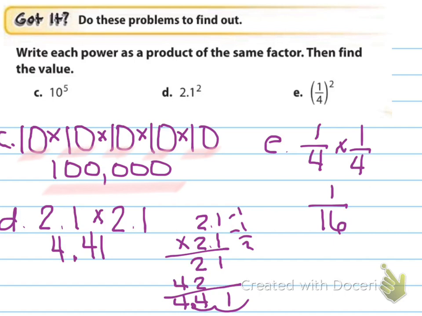Notice that I've given two different answers here. I wrote out each power as a product with the same factor, and then I found the value. Two different answers. I'm expecting that whenever I see your work tomorrow. For D, we've got 2.1 times 2.1, because that's 2.1 squared. When we multiply that out, we end up getting 4.41. For E, we have 1/4 times 1/4, which ends up when we do numerator times numerator, denominator times denominator, we get 1/16. So it's going to be 1 times 1 over 4 times 4.